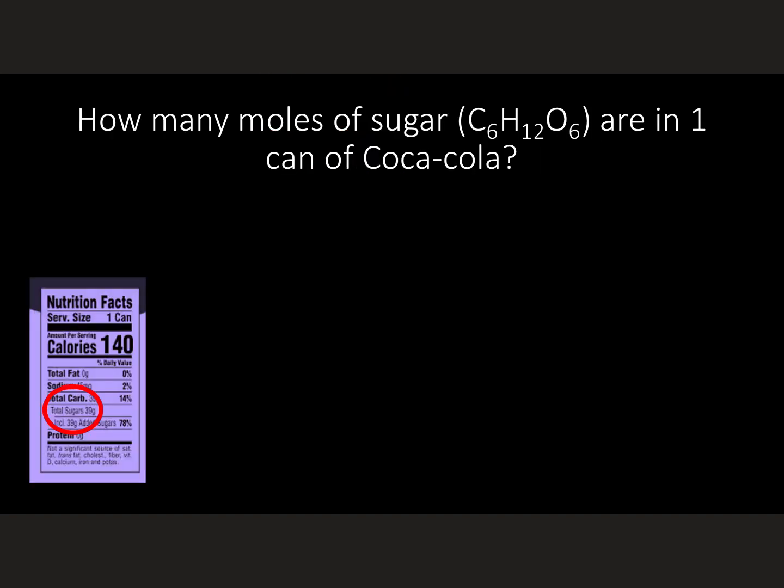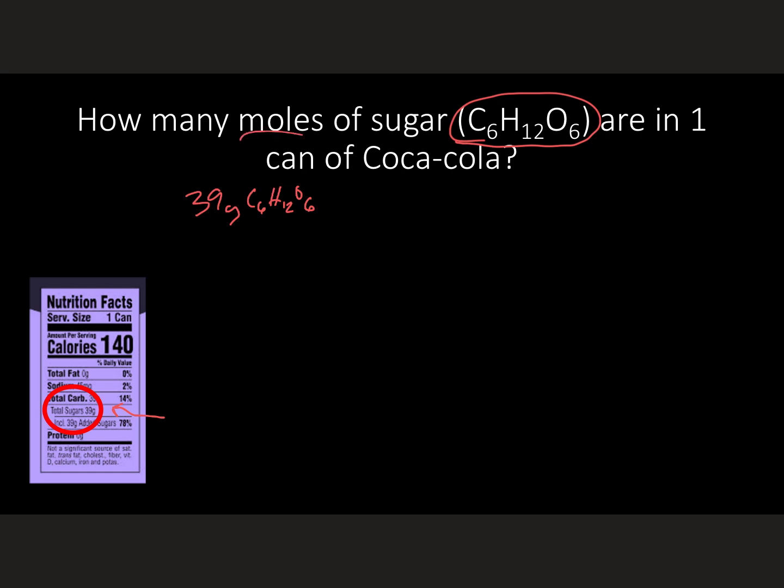Okay, so how many moles of sugar are in 1 can of Coca-Cola? I'm assuming this is one 16-ounce or standard size can. We can see down here at the bottom, 39 grams. We're going to assume the sugar they're using is just glucose. So 39 grams of C6H12O6 is what we're going to start with.